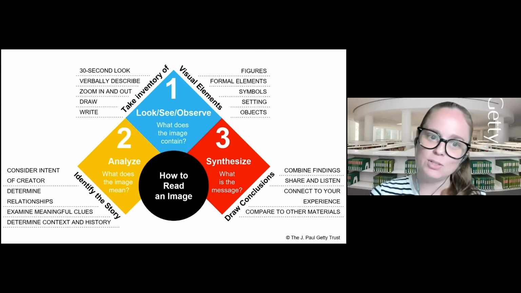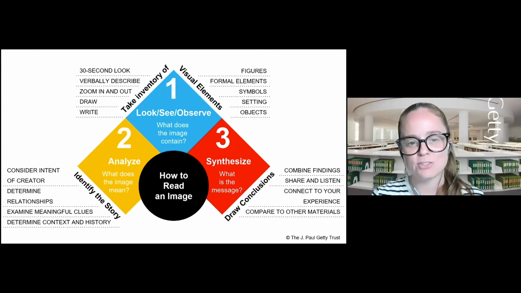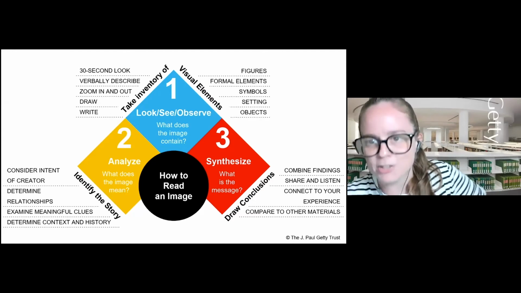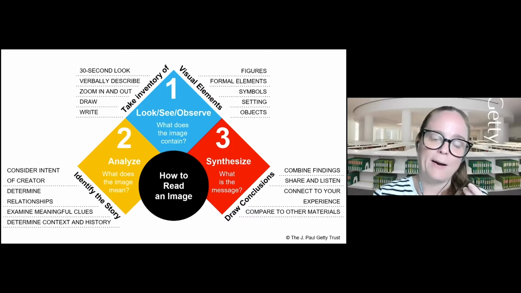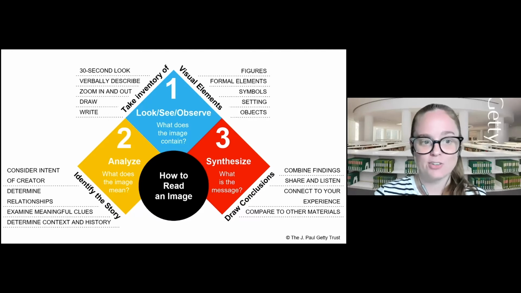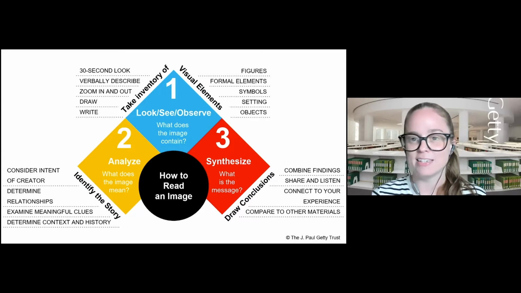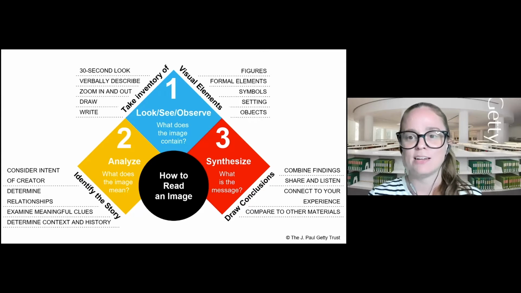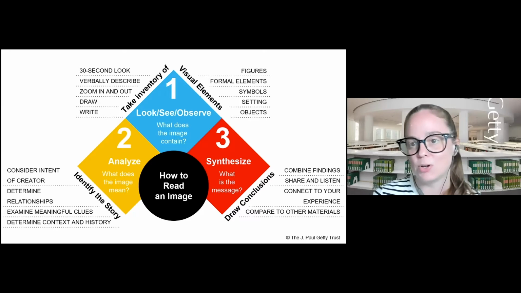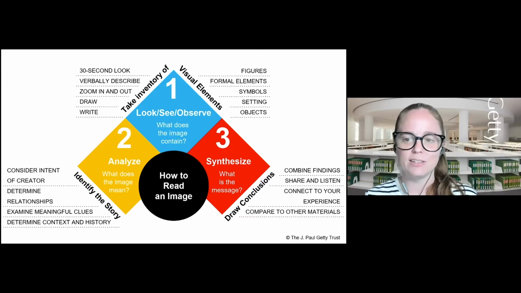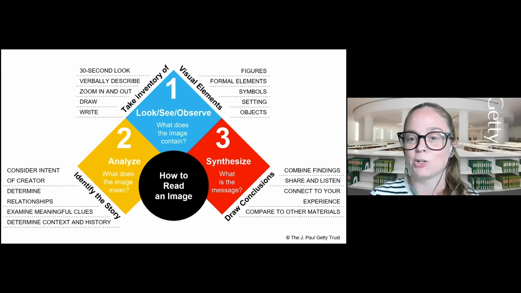In step 2, you're going to analyze everything that you found. This is really where you identify a story in all of these elements that you've identified. Ways you can do this is you can consider the intent of the creator. Is this a documentary photograph? Is it a photographer that took a picture of someone? Or is it a painting of a story? Is it a mythological creature? Really thinking about what is it you're looking at and perhaps why it was made, based on your prior knowledge or what you can see in front of you.